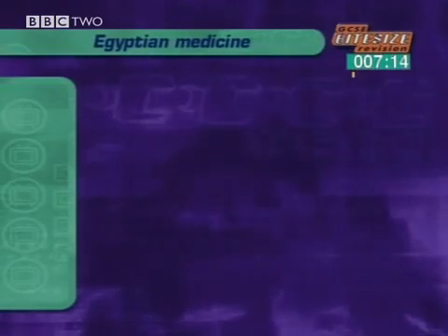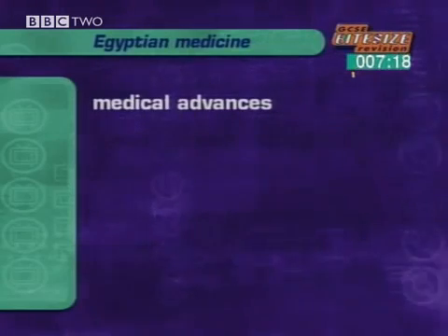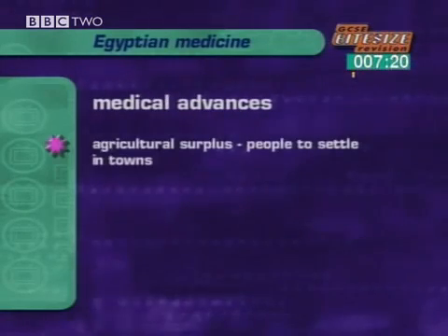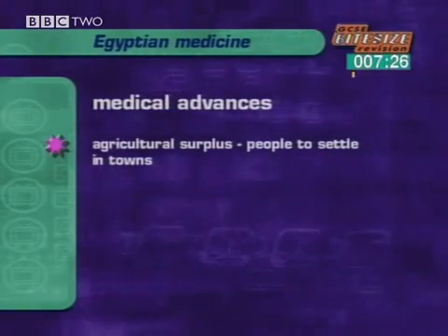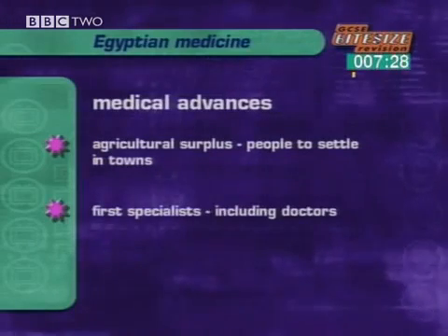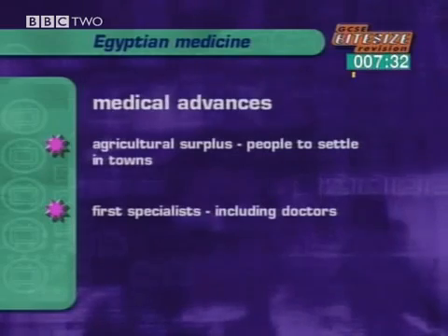A number of new factors in Egyptian civilization made medical advances possible. The fertility of the Nile Valley meant that not everyone needed to till the soil. An agricultural surplus meant that people were free to settle in towns. This in turn led to the creation of the first specialists, craftspeople, priests and doctors.